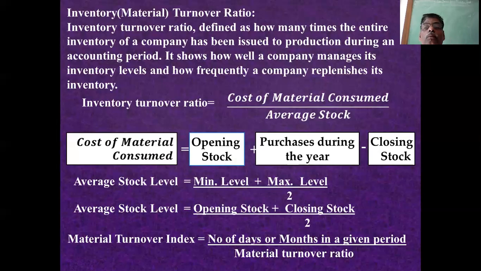What does it mean? 4 means in a year you have to replace the material 4 times. 4 times means for every how many months you have to fill up the stock? That means for every 3 months you have to replace the material. That is called the material turnover index. So if you want to calculate in days, 365 divided by 4. If you want to calculate in months, there are 12 months in a year, 12 divided by 4 is equal to 3 months. That means every 3 months you have to refill the material. That is the technique behind this. This is material turnover index and material turnover ratio.